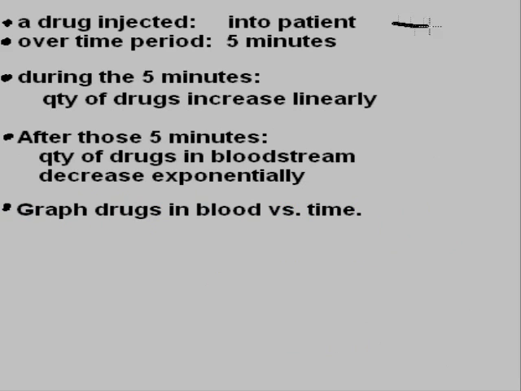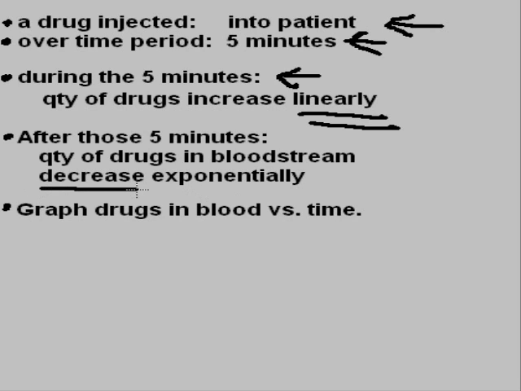A drug is injected into the patient, and this is over a time period of 5 minutes. During the 5 minutes, the quantity of drugs increases linearly. After those 5 minutes, the quantity of drugs in the bloodstream decreases exponentially. Graph the drugs in the blood versus time.